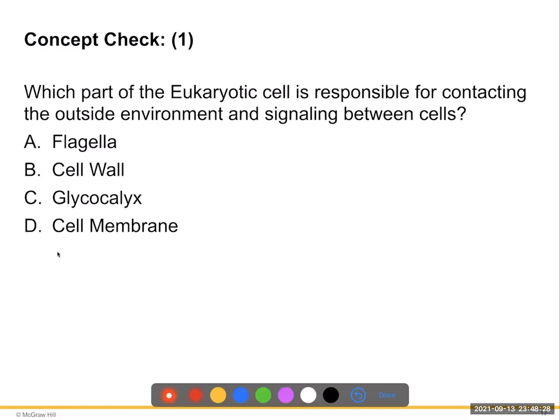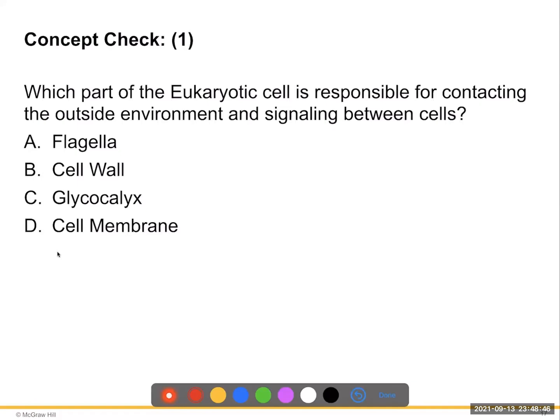Okay, so what part of the eukaryotic cell is responsible for contacting the outside environment and signaling between cells? Would it be the flagella, the cell wall, the glycocalyx, or the cell membrane? Is it the flagella? Now, the flagella allows for movement.